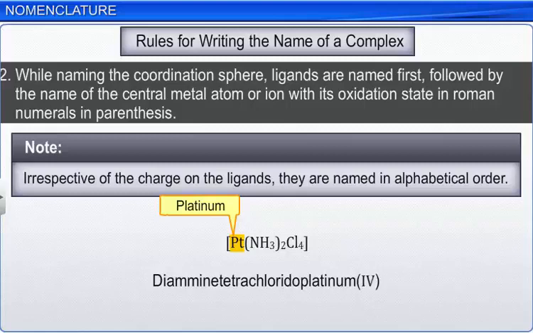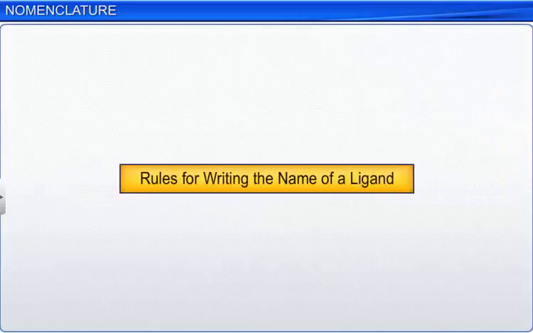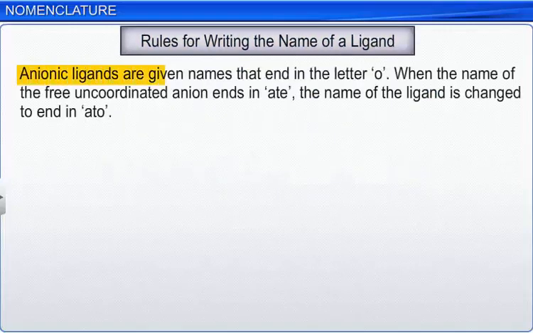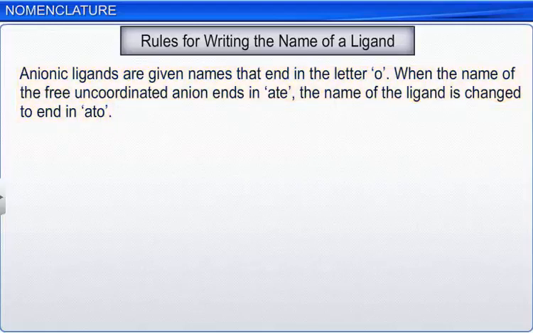When the name of the free uncoordinated anion ends in -ate, the name of the ligand is changed to end in -ato. For example, the anion acetate is named acetato, sulfate as sulfato, thiocyanate as thiocyanato, and carbonate as carbonato.